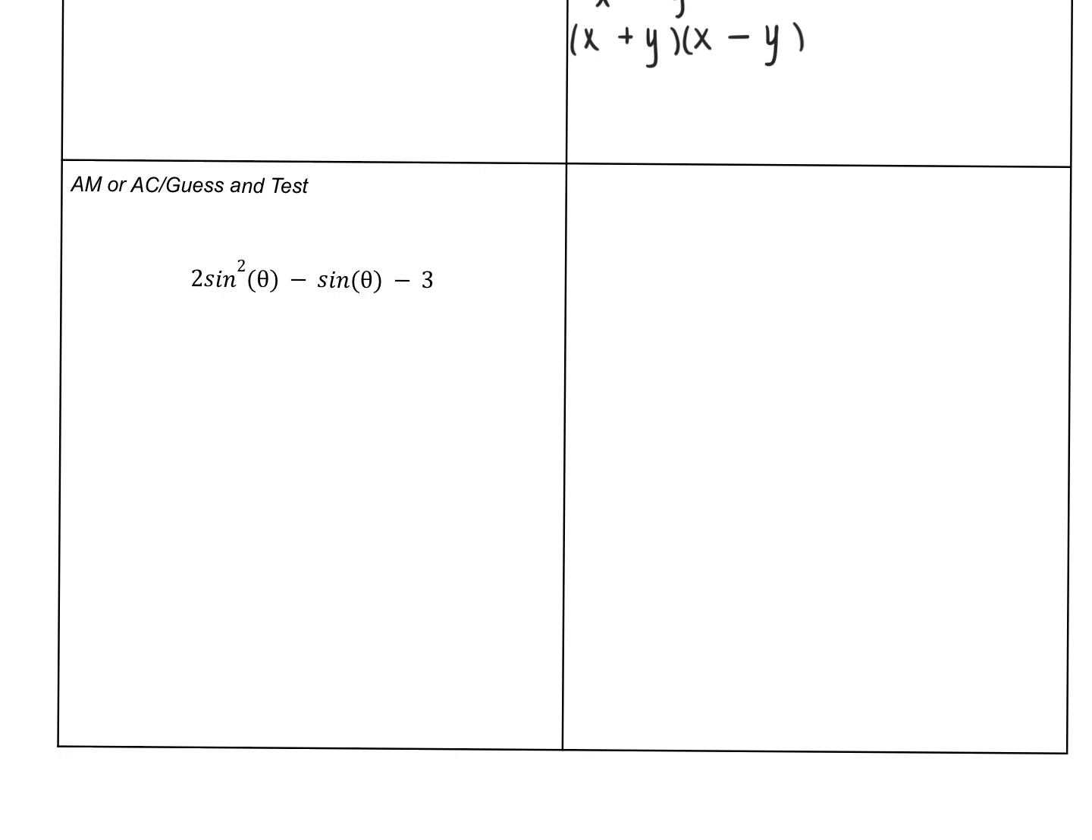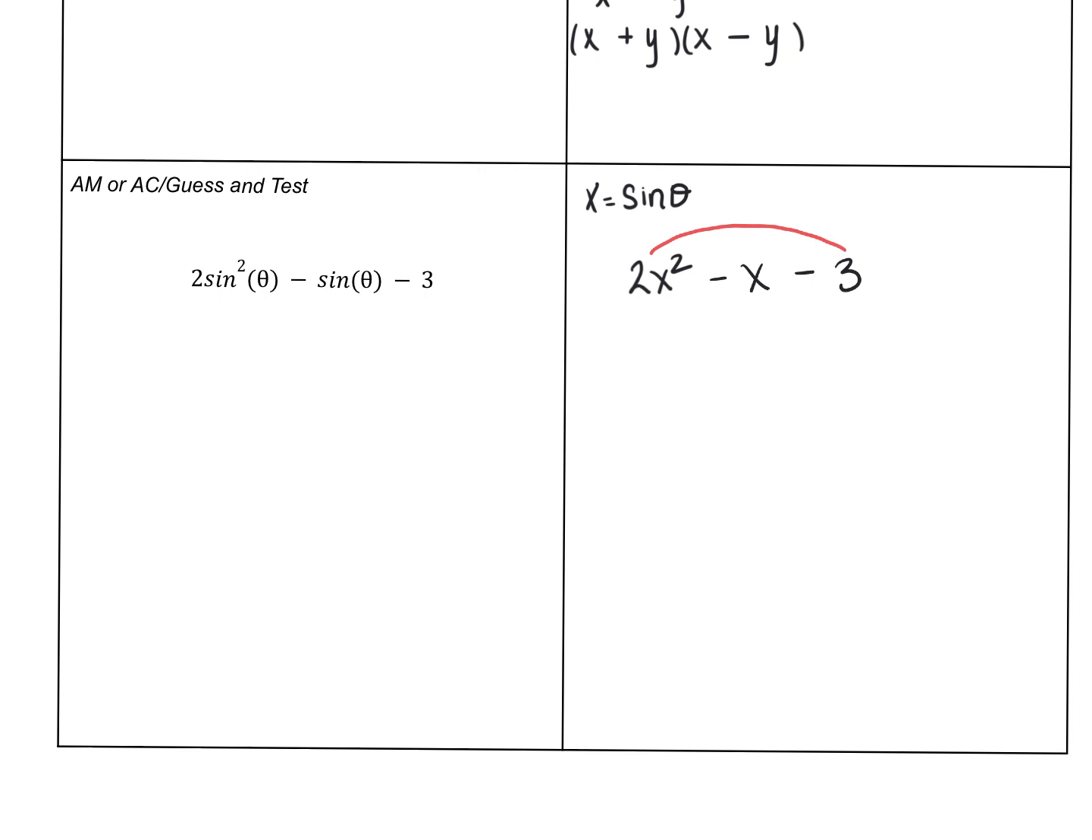So what I'm going to do is let x equal sine of theta. And every time I see a sine of theta, I'm going to put in an x instead. So 2 sine squared theta will correspond to 2x squared, and then minus x, minus sine of theta, and then minus 3. So I'm just going to do a review of the AC method. If you are a guess and test person, then feel free to do that as the video plays out and see if you get the same answer. The AC method works like this.